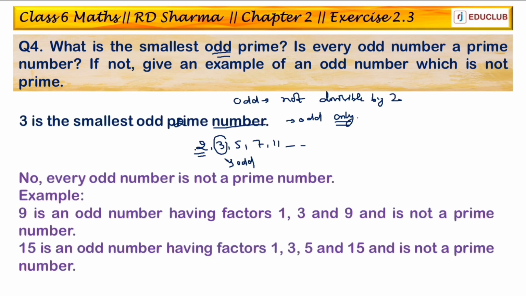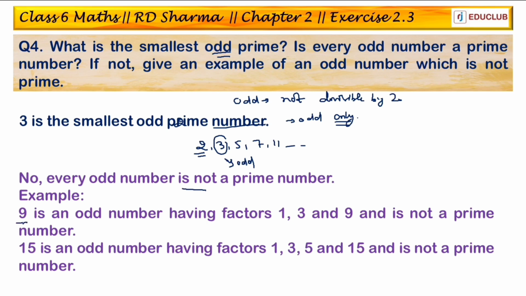Next question: is every odd number a prime number? If not, give an example of an odd number which is not a prime number. No, every odd number is not a prime number. Only a few odd numbers are prime numbers.